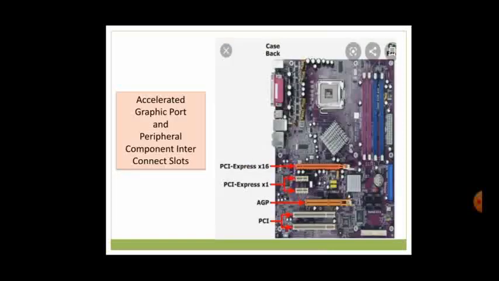Okay, so this is one of the image of a motherboard. Here you can see AGP and PCI slot. AGP is nothing but accelerated graphic port. Okay, so this port, AGP port, is used for graphic purpose. If you are using computer for some graphic, nothing but video editing or gaming purpose, you can use this AGP port to insert a graphic card. Okay, so peripheral component interconnect, as we have seen before.